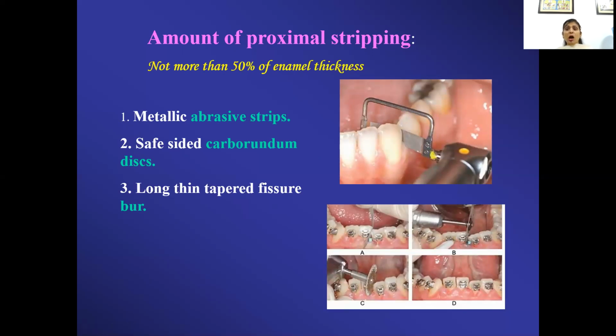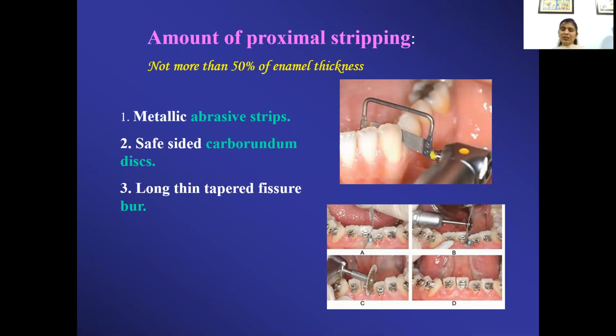Then the question is, how much enamel is to be removed? This is a very, very important thing because if we remove more enamel, that can lead to patient sensitivity. The dentinal sensitivity can be introduced in the patient's mouth and that would be an iatrogenic problem. And so the question is how much we should remove in a patient's proximal surface. So the answer to this question is we should not be removing more than 50% of enamel thickness.